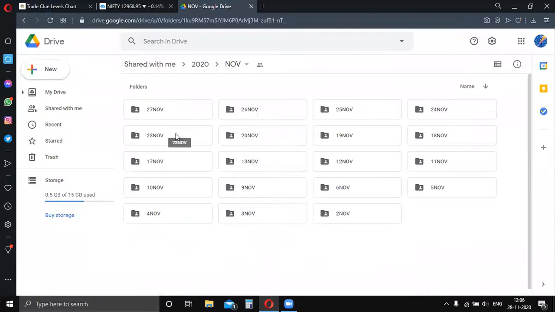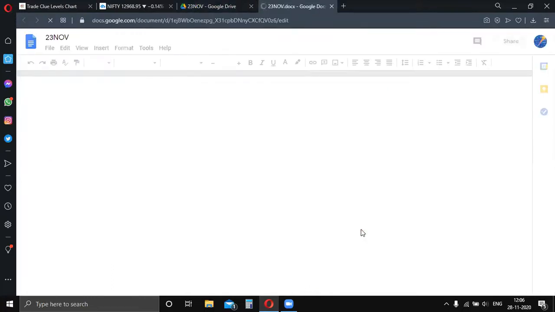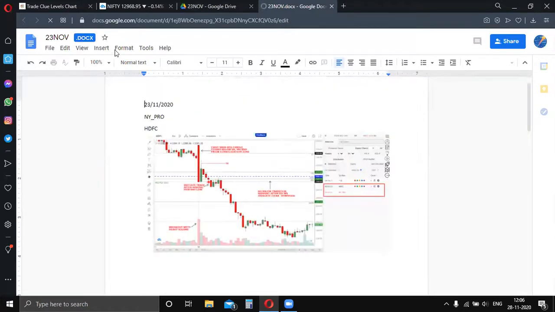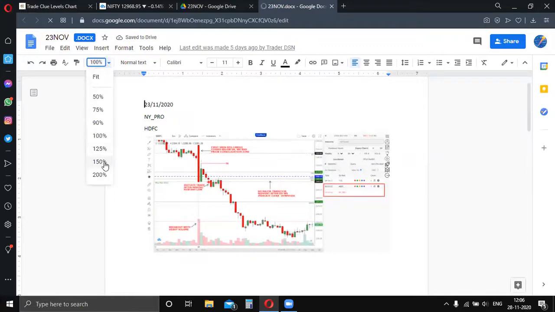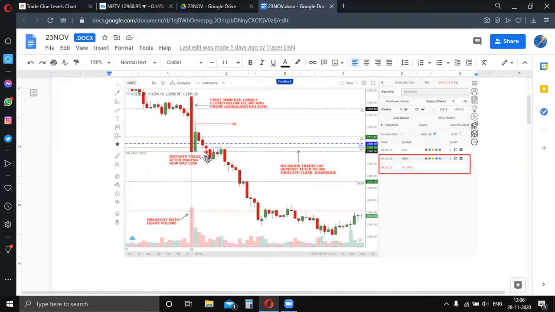So the week started with 23rd November. Up till 20th November, we have already discussed all the alerts, right? And the logic behind getting in. Let's start. Now, the first alert that came on 23rd November was HDFC. And in HDFC, we got a sell alert along with what? NY Pro. Now, you know how to trade with the NY Pro alerts, right?